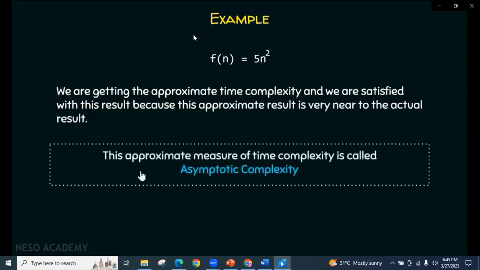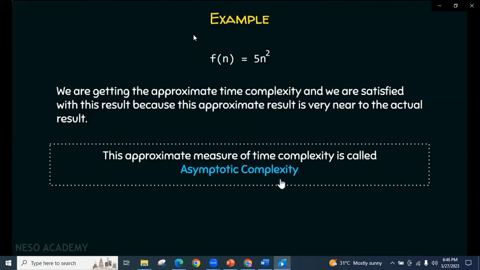This concept of calculating the approximate measure of time complexity is called asymptotic complexity. We are not calculating the exact running time here. We are eliminating the unnecessary terms. We are only concentrating on the term which takes most of the time. Okay? So this approximate measure of time complexity is called asymptotic complexity. And this is what we are interested in. We are not interested in calculating the exact running time. We are not interested in which machine we are executing our algorithm. We are only interested in calculating the approximate measure of time complexity. And we are satisfied with this result.